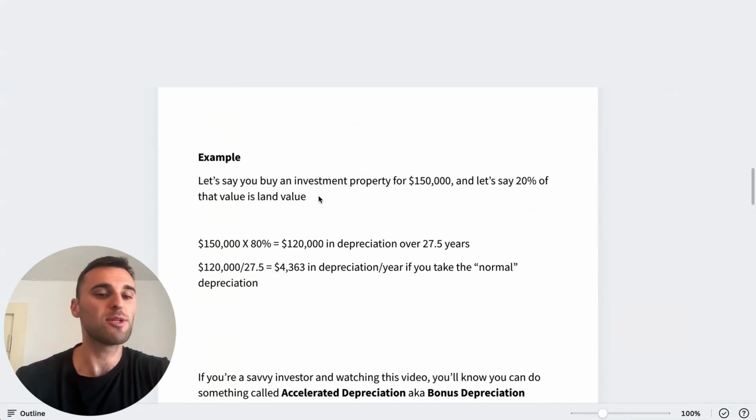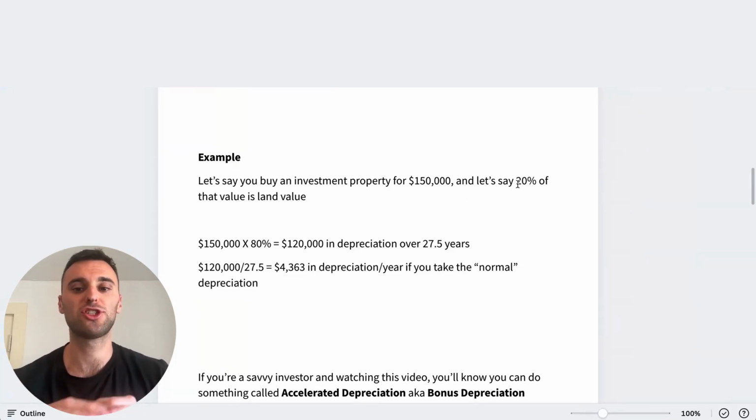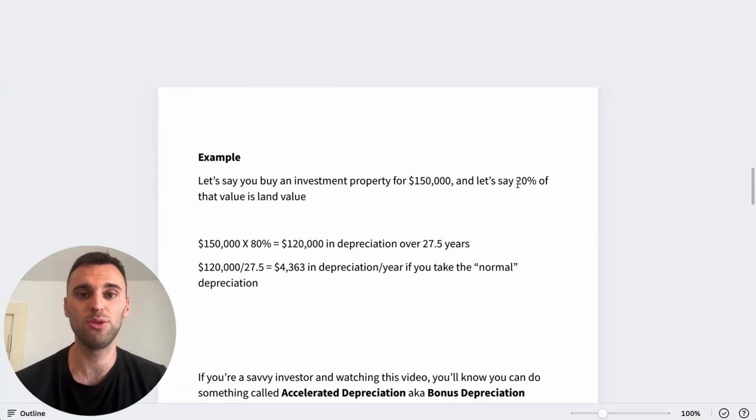Okay, so let's break down an example here. Let's say you buy an investment property for $150,000. And then just for this example, let's say 20% of that value is land. So we're going to take $150,000 times 80%, so we're excluding the 20%. And that's going to land us with $120,000 in depreciation that we can take over 27.5 years.